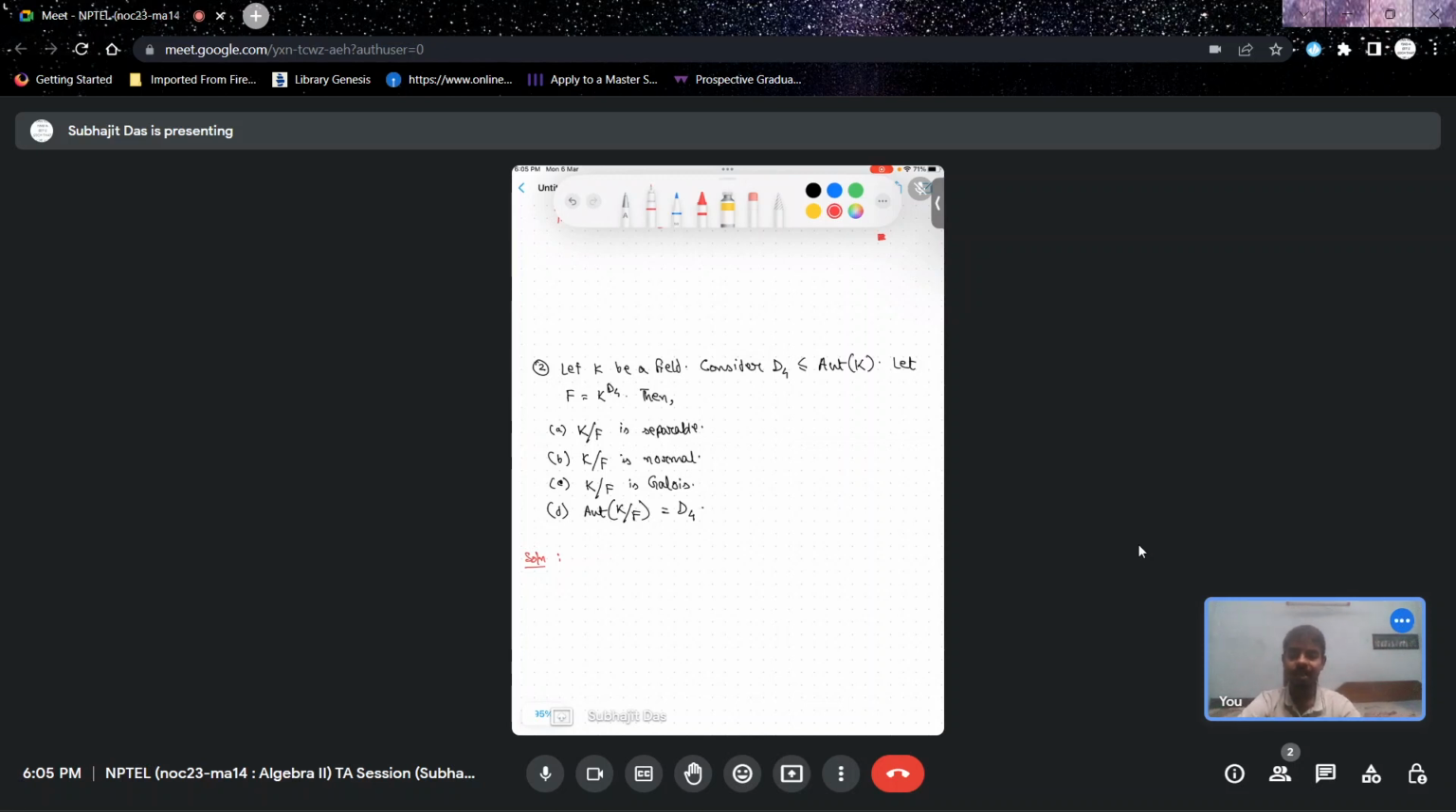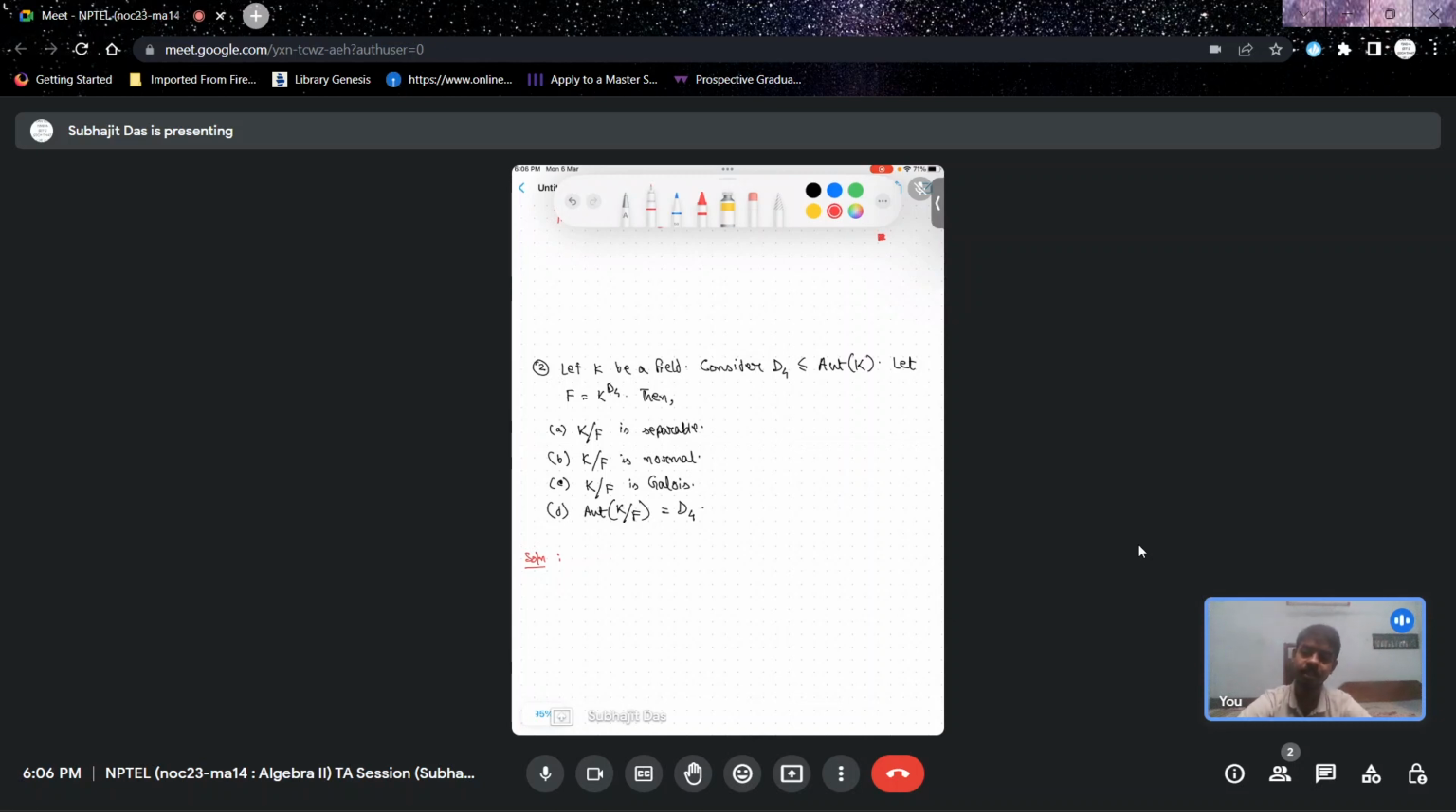K over F is clearly an extension because F is a subfield of K. Option A: K over F is a separable extension. This means that it's an algebraic extension such that every element of K is separable over F. That is, for any element of K, the minimal polynomial of that element over the base field F is a separable polynomial.